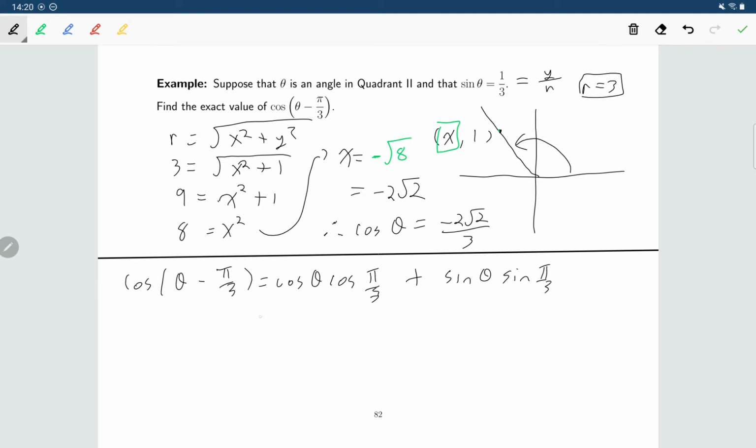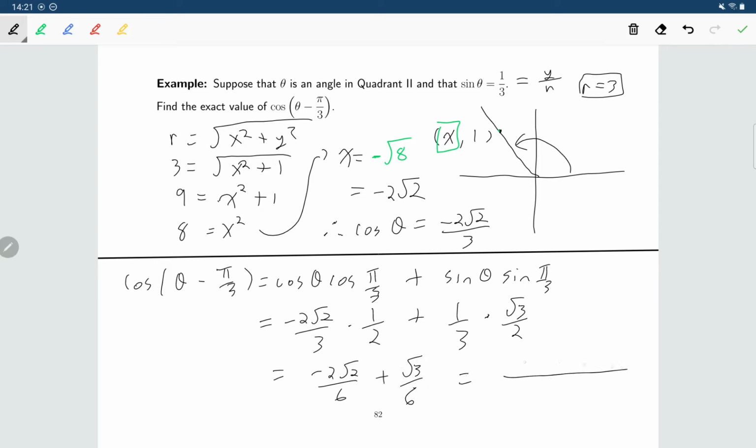And we've got everything we need. We know that cosine of theta is negative 2 root 2 over 3. And then just using our special triangles, you can find that cosine of pi over 3 is a half. We were given that sine of theta was a third. And sine of pi over 3, again, using your special triangles, that is root 3 over 2. So we get negative 2 root 2 over 6 plus root 3 over 6, which you can make into one fraction as negative 2 root 2 plus root 3 all over 6.